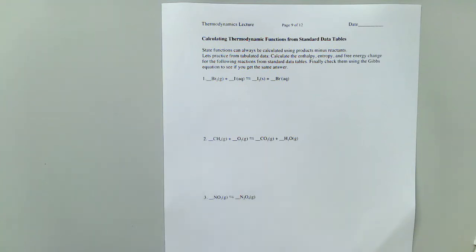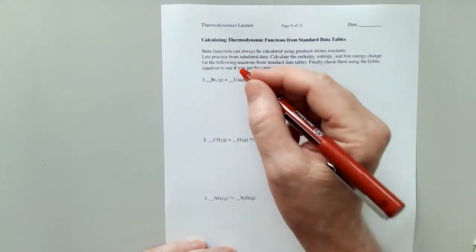Hi everyone, Morgan here. So we are looking at page 9 of the Thermodynamics outline for AP Chem. And we're going to be doing some products minus reactants questions here. These are possible because enthalpy, entropy, and free energy changes are all state functions. So let's look at our first equation here.